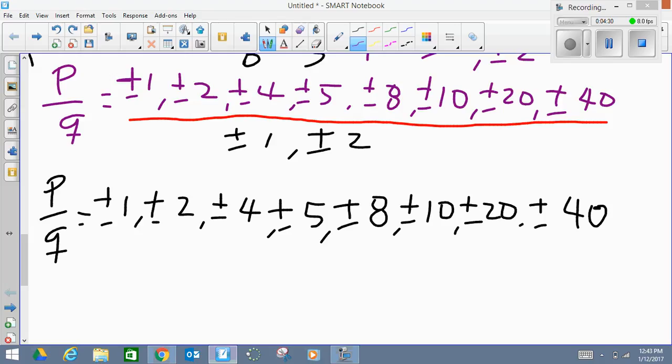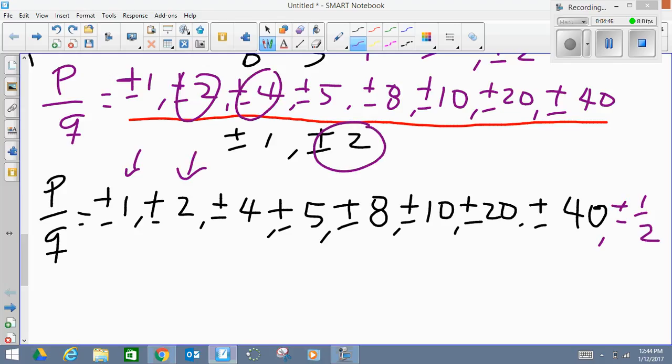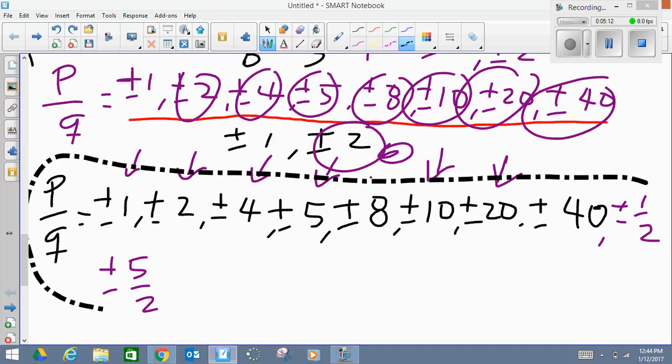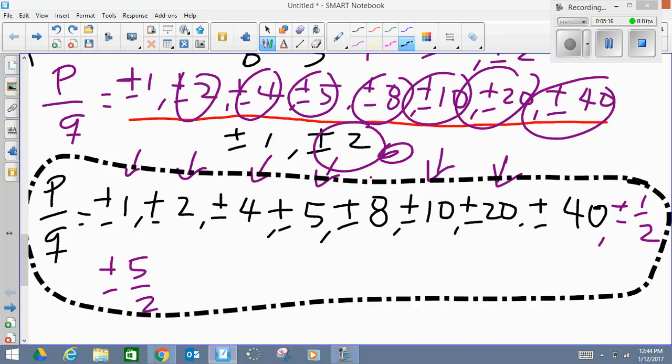So let's start. 1 over 2. I need to add that to the list. Plus or minus 1/2. Next, 2 over 2 gives me 1, and I already have it. Now, 2 over 4. Next, 4 divided by 2 is 2. I have it already. 5 over 2, I don't have it, so I need to add it to the list. I'm going to put it on the bottom. 5 over 2. 8 over 2 is 4. 10 over 2 is 5. 20 over 2 is 10. 40 over 2 is 20. So those are the list of my possible zeros. This will be my answer if the question was asking about listing the possible zeros.